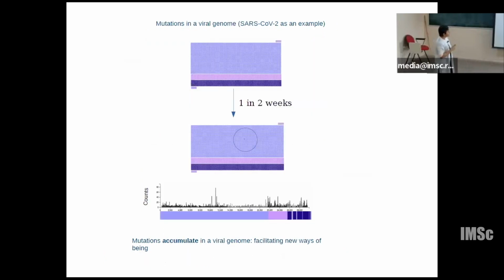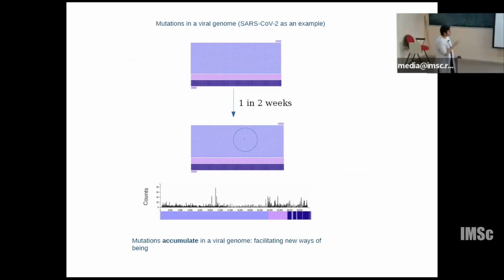And mutations in a viral genome accumulate over time. So every time a virus makes a copy of itself, where do these mutations come from? They come from the error-prone nature, or the mistakes that are made in copying, when a virus infects a cell and is trying to make copies of itself. So because of that, every time it's making a copy of itself, there are some changes that are introduced.